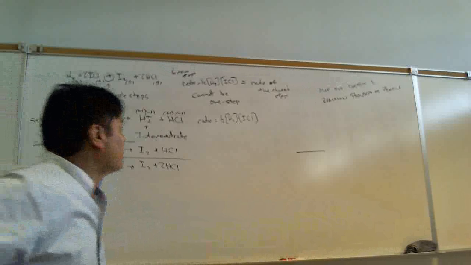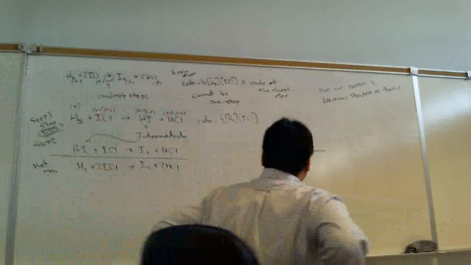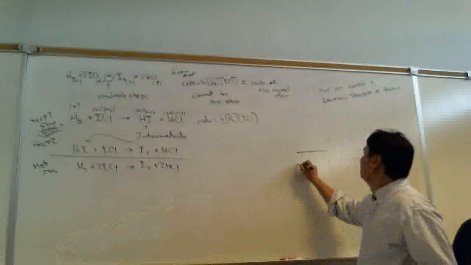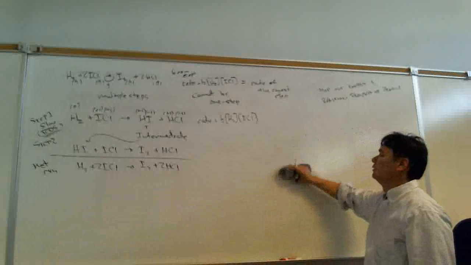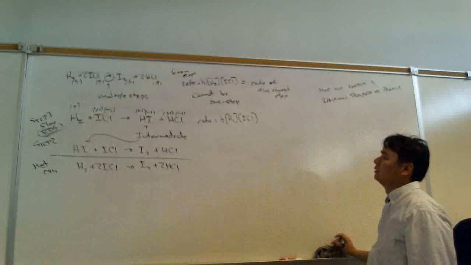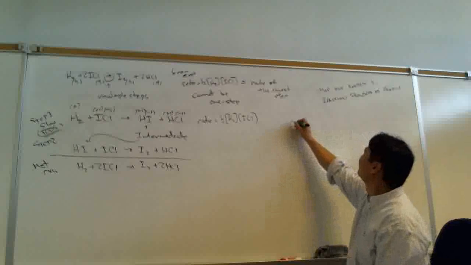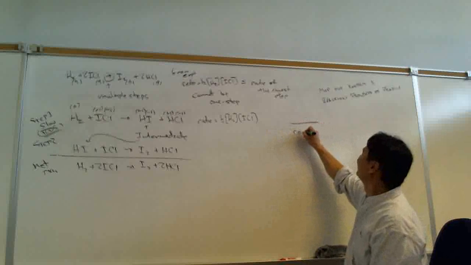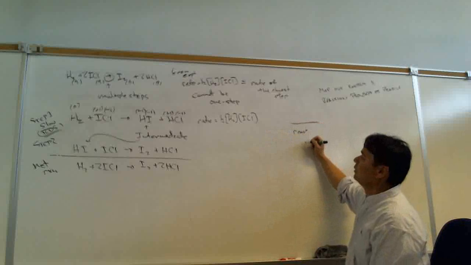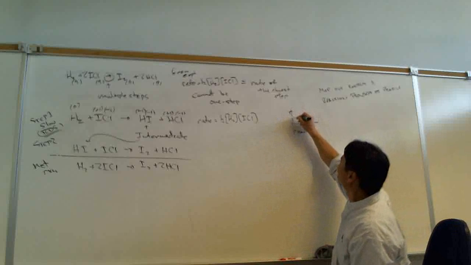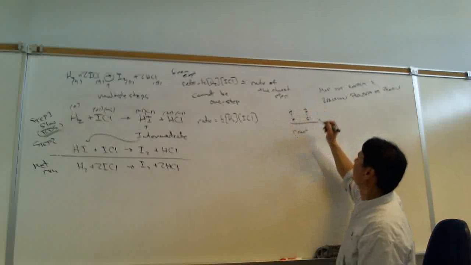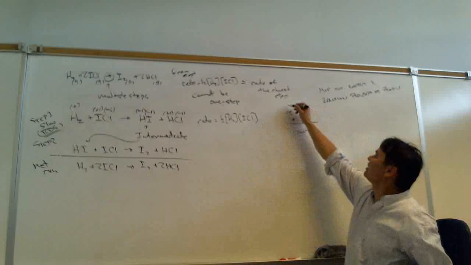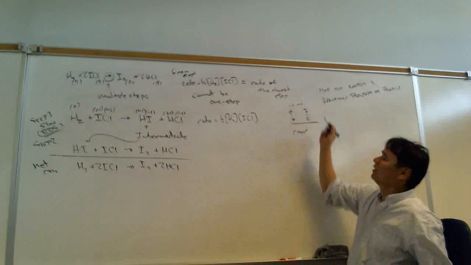Which one do you think is higher in energy? The reactants or the products in this case? The reactants. And so we'll just put it up here, reactant. And the reactants are going to be hydrogen and ICl. And then the hydrogen and the ICl have to come together in a collision.